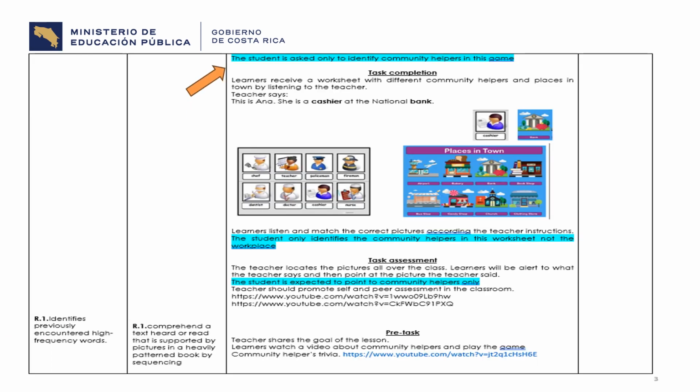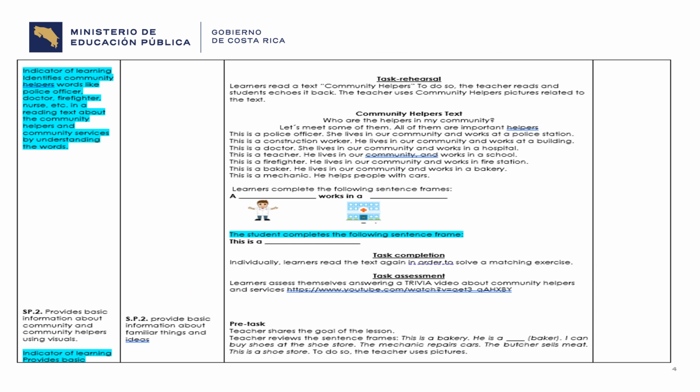Here we have some of the activities that are going to be done by Isabella. The student is asked only to identify community helpers in this game. The other students are going to recognize or identify community helpers and workplaces. As we can see in the next one, the student only identifies the community helpers in this worksheet, not the workplace.